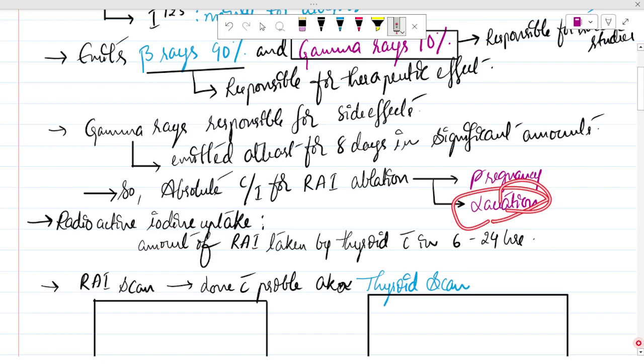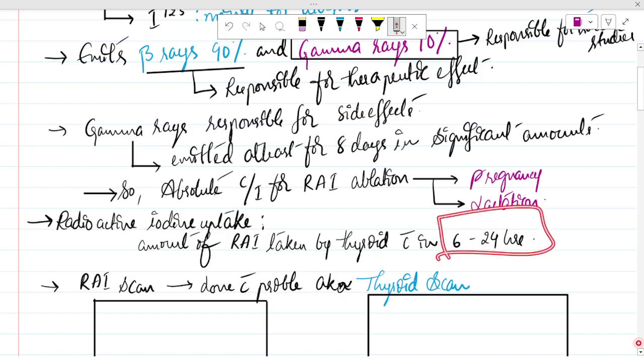Even in lactating women, radioactive iodine ablation is highly contraindicated. Now, what is the radioactive iodine uptake? It is the amount of radioactive iodine taken up by the thyroid within a stipulated time of 6 to 24 hours.